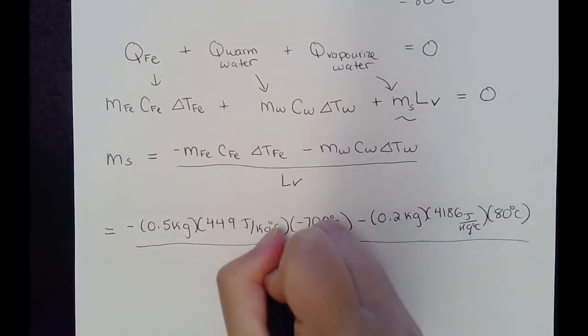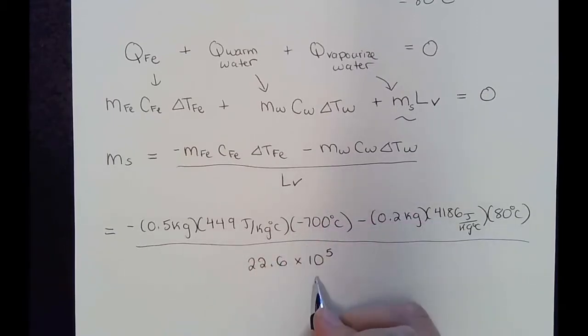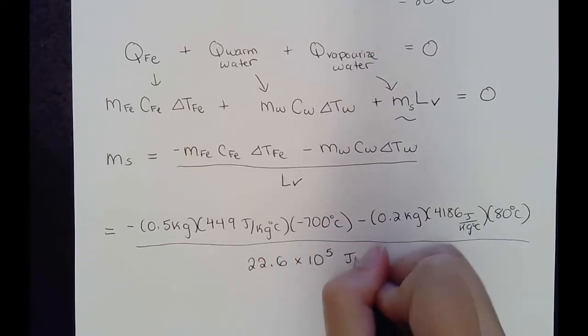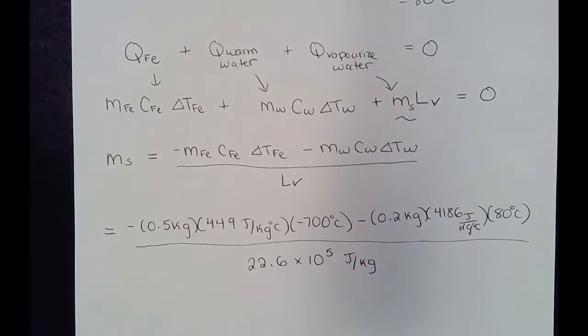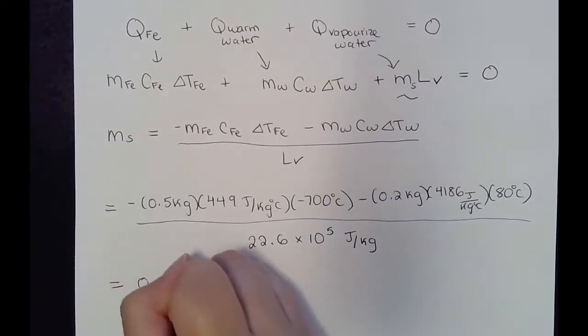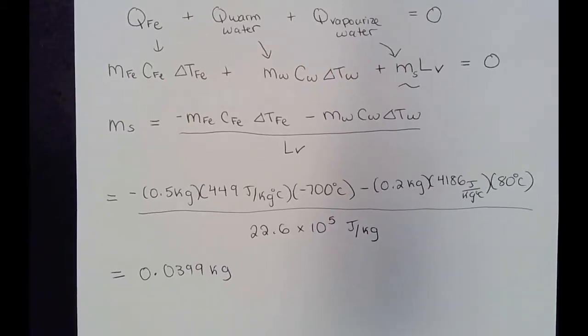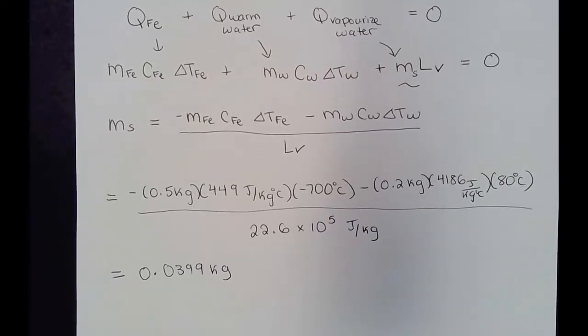And that's over 22.6 times 10 to the 5. All the constants are in 10 to the 5 in the table. That's why it's in improper scientific notation. Okay, and then calculating this gives 0.0399 kilograms. So that's the mass of the water that converts into steam.